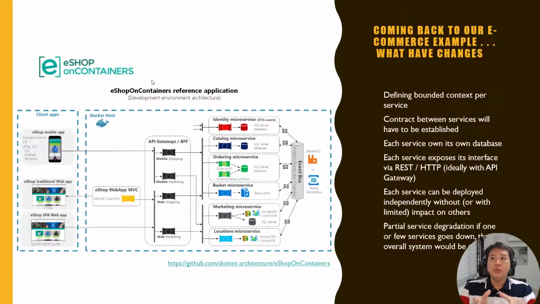Remember I showed you the e-commerce architecture earlier on in monolith. This is roughly how it might look if we were to convert it to a microservice architecture. Notice that each service owns its database. They expose themselves through REST API with the API gateway. In the event where one of the microservices goes down, let's say marketing goes down, the other services can still function, though there could be partial degradation, but at least you won't have a system-wide failure.